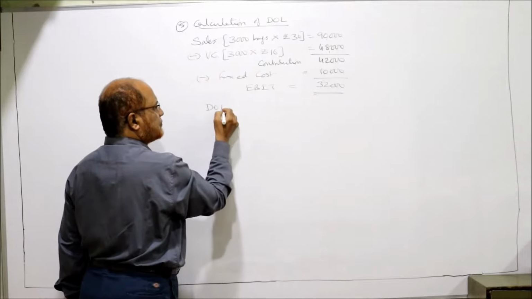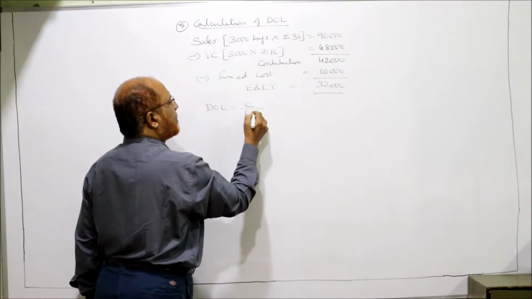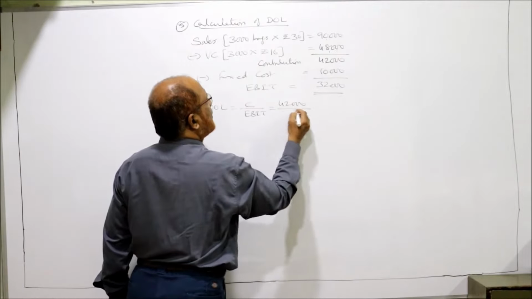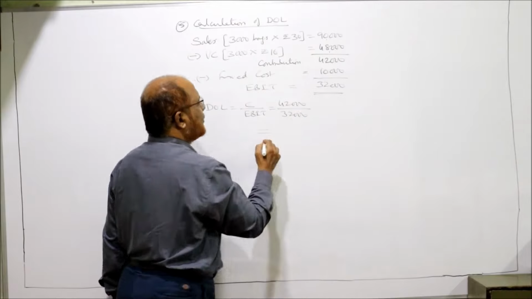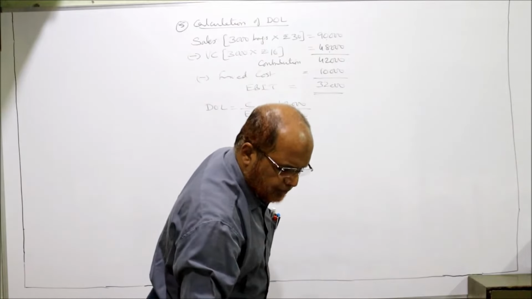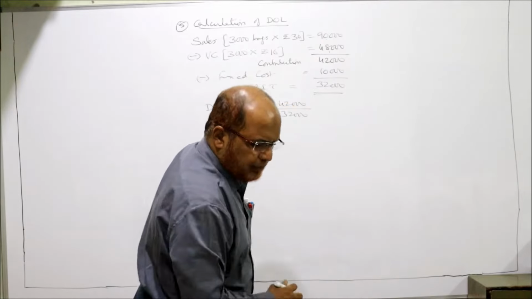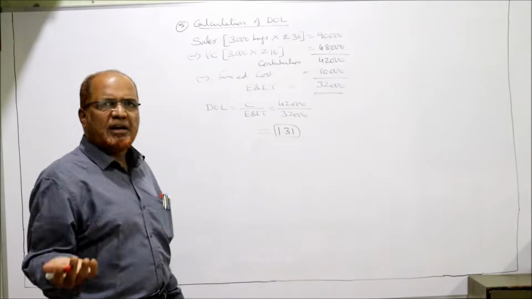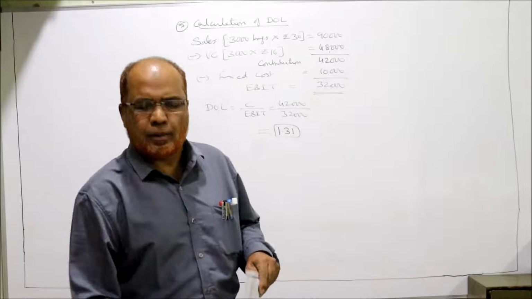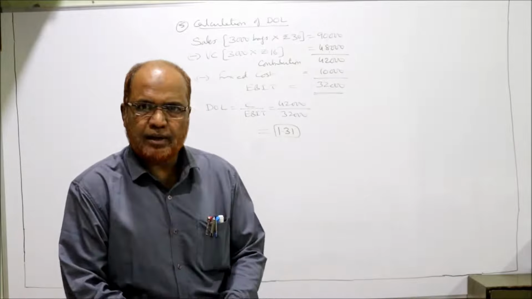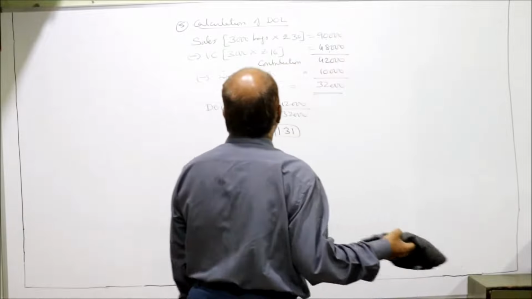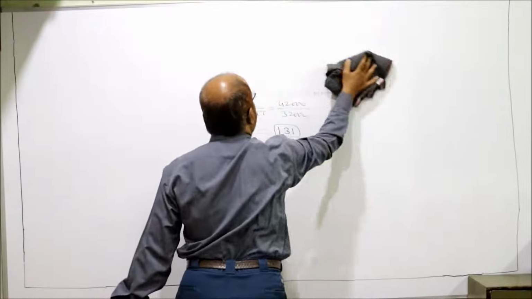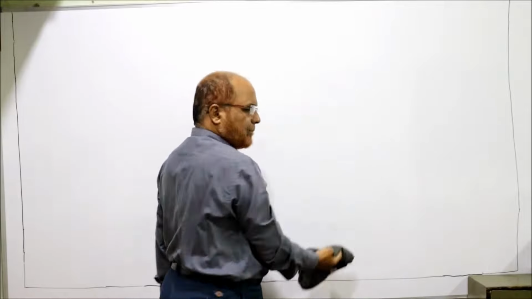EBIT. Contribution is 42,000 divided by 32,000. 42 divided by 32, 1.31. You don't require any explanation. It's a straightforward problem. Only DOL. Next.